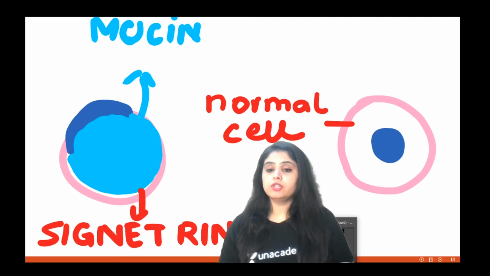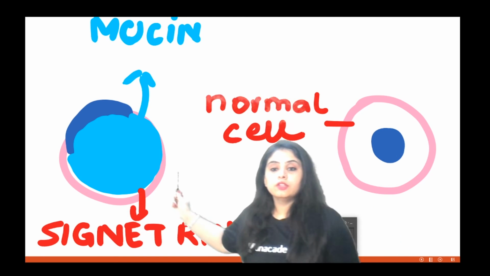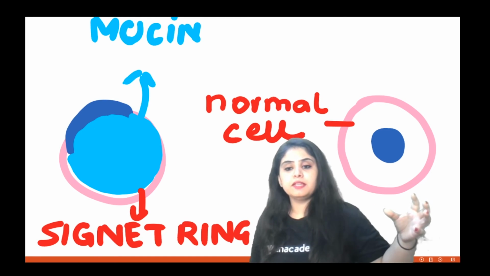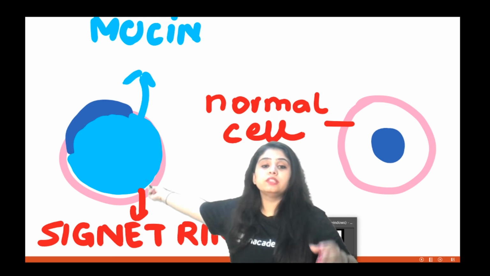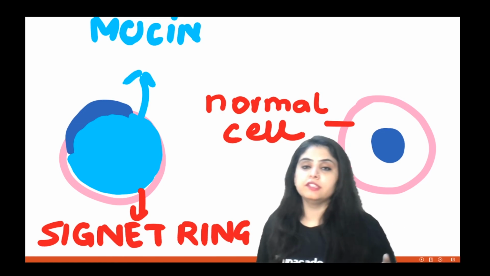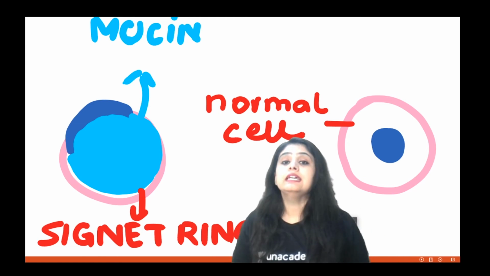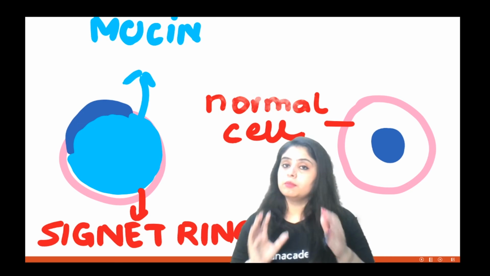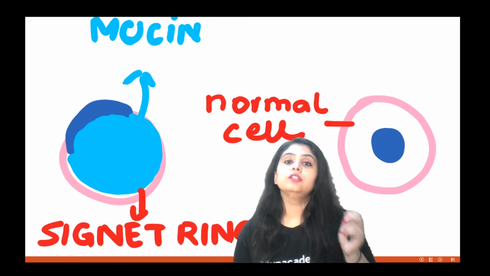So very clearly you can see out here, the blue color nucleus is in the center. On the contrary, what do you see over here? The nucleus has been pushed to one side. So do you notice the nucleus out here, the blue color nucleus is right at the periphery? Because what is the cell filled up with? The cell is filled up with this blue color mucin. So there is no space for the nucleus. The nucleus has been pushed to one end. This is what you call as signet ring. And what's the reason for a signet ring? Because the cell is filled with mucin. Now let's get back. What do you call this? You call this a signet ring cell.